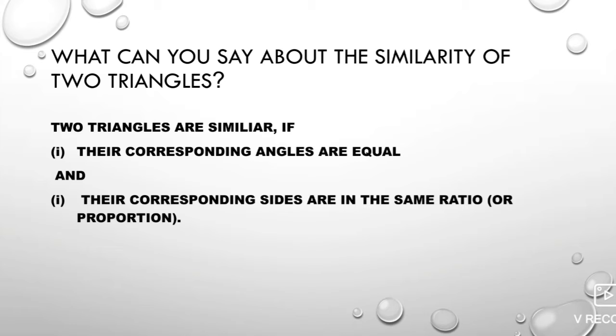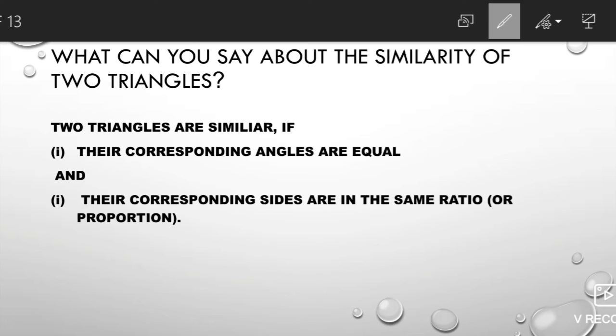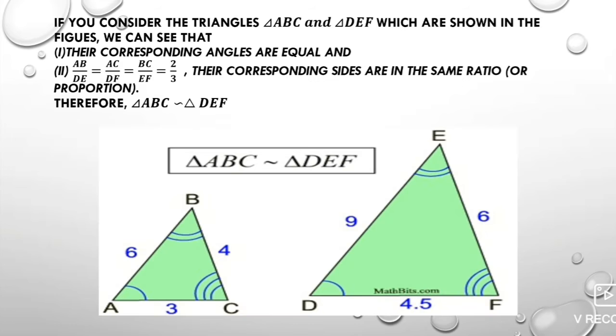Two triangles are similar if their corresponding angles are equal and their corresponding sides are in the same ratio. That means what are the conditions? First of all, their corresponding angles have to be equal, and their corresponding sides are in the same ratio. So now we will explain this in our next slide.